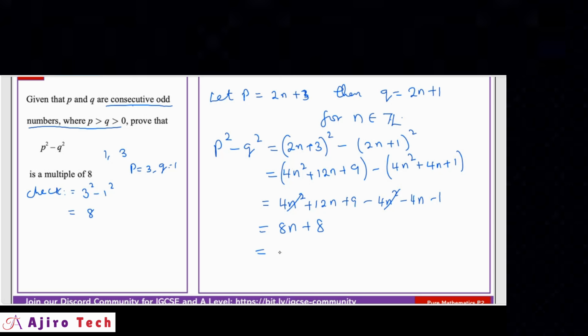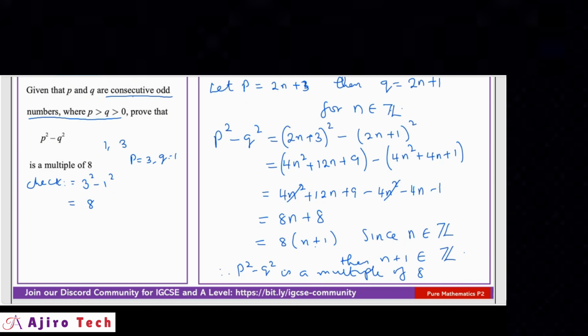So this is going to be 8 into n plus 1. Since we say that n is an integer, then n plus 1 is also an integer. And therefore, p squared minus q squared is a multiple of 8. Because whatever we have here is always an integer, we multiply by 8. So it's definitely going to be a multiple of 8.